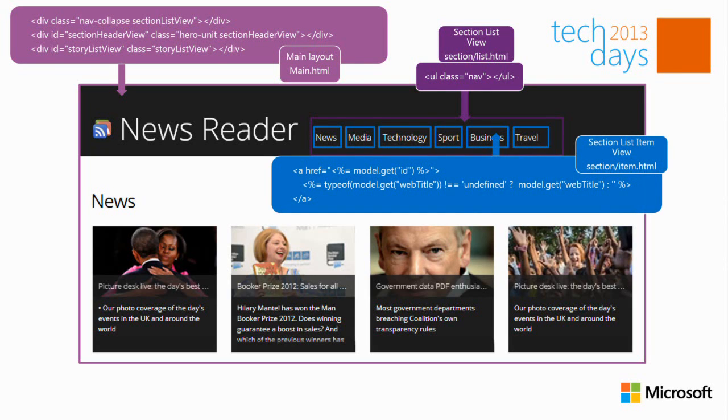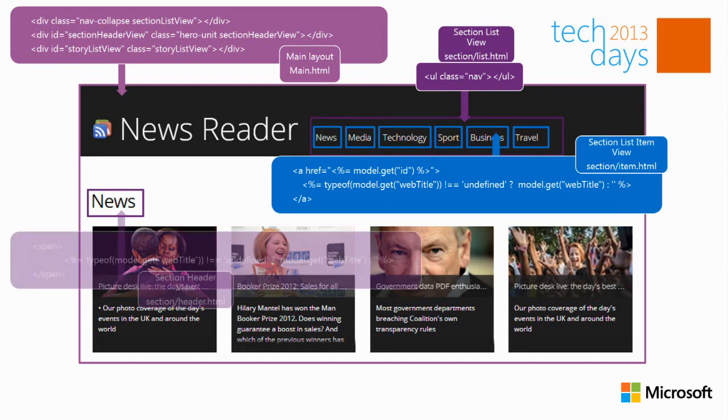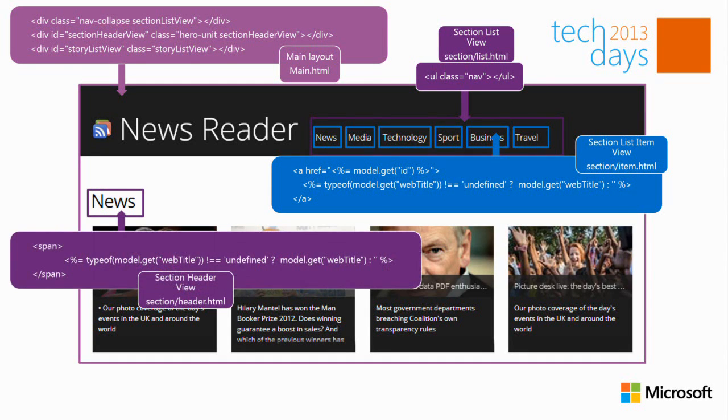These are my items. These are defined in a separate template. I've got a link in there. We'll come on and have a look at that in a minute. You notice it says model.getID. We've got a section header. You see my data binding in place there, where model.get, property of the object.